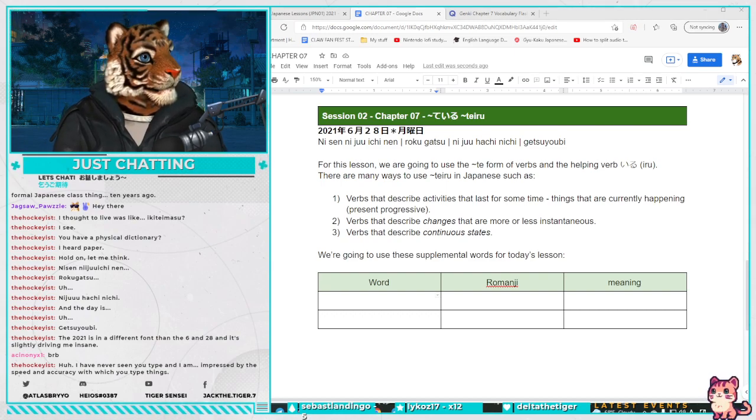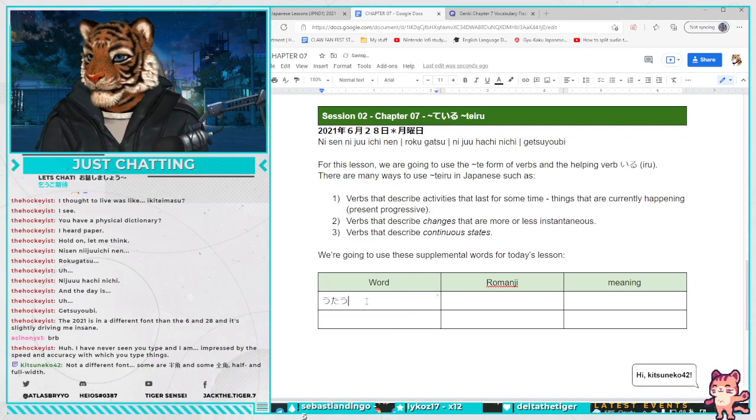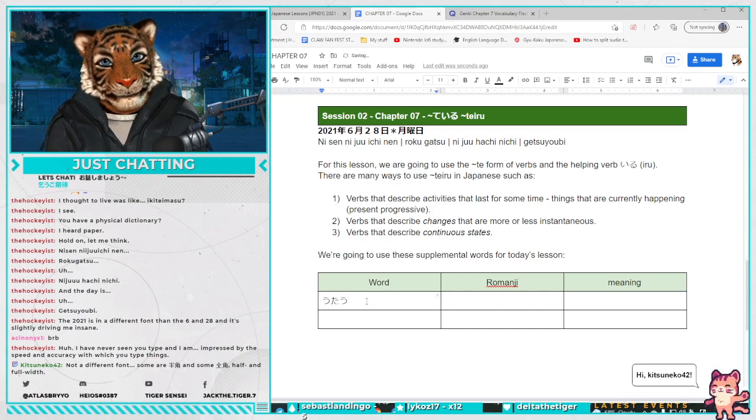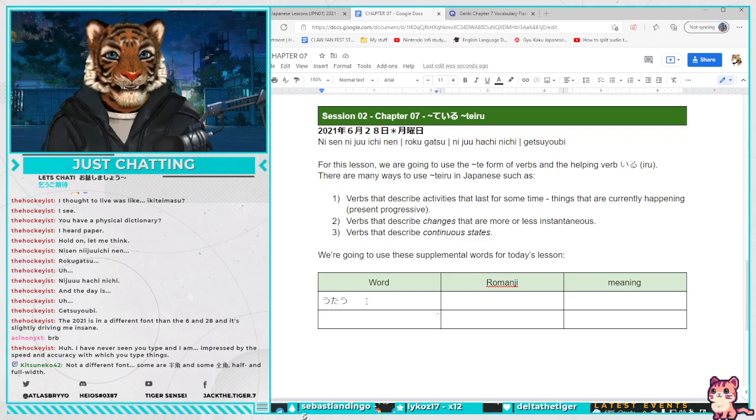Now, those are adjectives here. So we're going to be using our new vocabulary words for today. We have mutau. Not a different font, some are just half and full width.